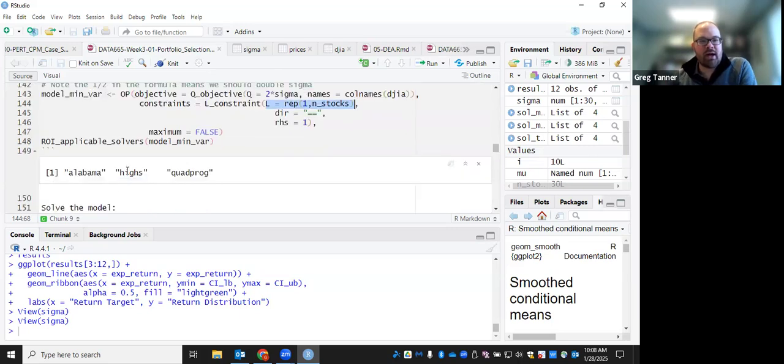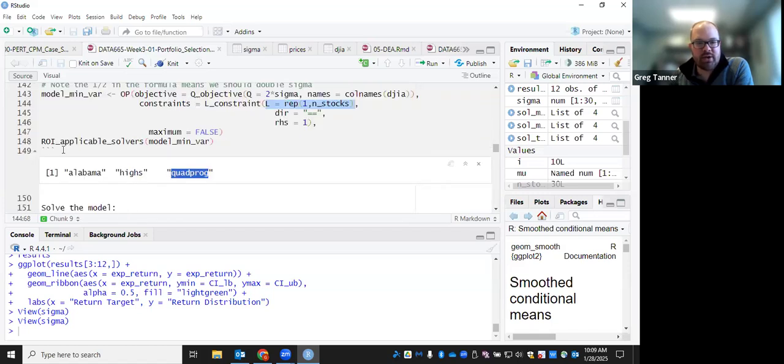And then when we look at applicable solvers, it's giving a lot fewer options because the linear solvers won't work because we've got a quadratic objective, okay? And so we're going to use quadprog. If you're not seeing quadprog here, make sure that you've installed the quadprog plugin for ROI, which is exactly the library that I have listed at the top of this R Markdown file, okay?